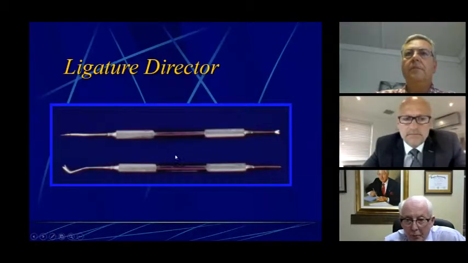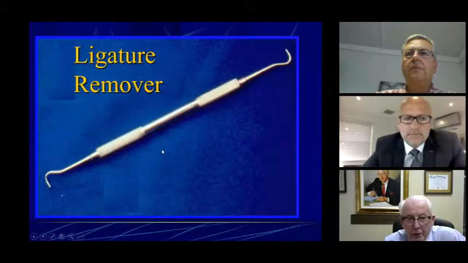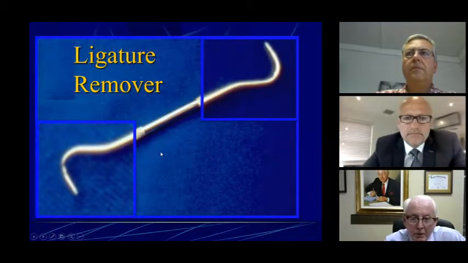The instruments are pretty straightforward. The standard ligature director, ligature remover. It's a double-ended instrument that's reverse curved on either end. It's used to not only take off the ligature elastics, but to make some of the placements.